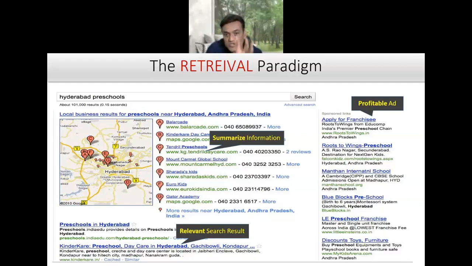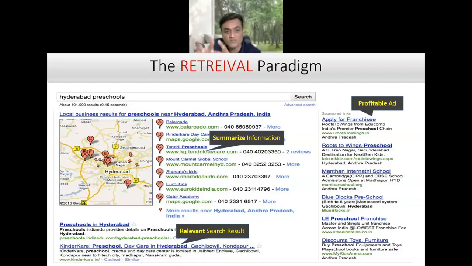But the first job of the search result is to satisfy the customer by providing whatever preschools are available, looking at the popularity, the reviews, and the number of visits to those particular sites. They have suggested some summarized information about Hyderabad preschools on the Google web page. That is fine. Now the model also understands that the customer is looking for preschools in Hyderabad, so let us provide some relevant search results also.